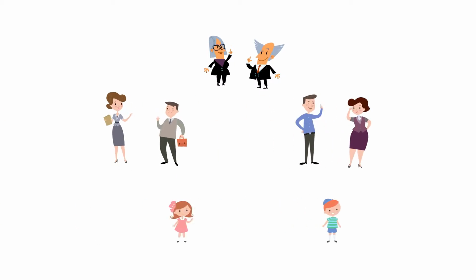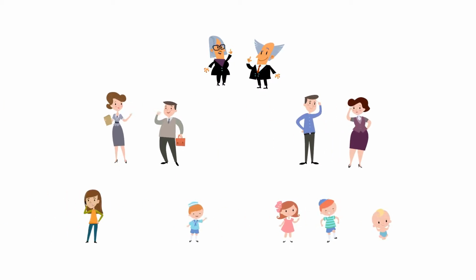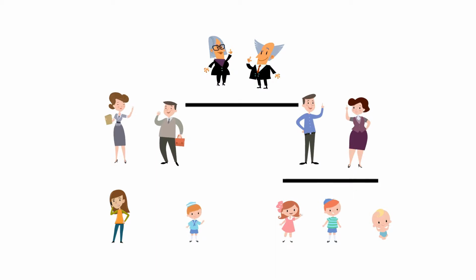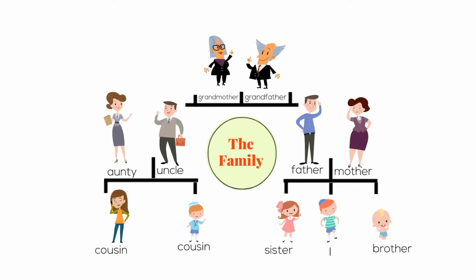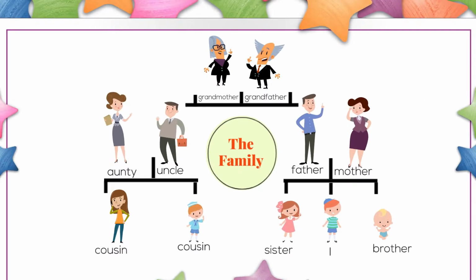So today we're learning about my family. This is a family tree. At the top, we have a grandmother, a grandfather. On the right side, we have a father, a mother. On the left side, we have auntie and uncle. Then we have sister, brother, and I. I also have cousins on my left. Female or masculine, they're both cousins.